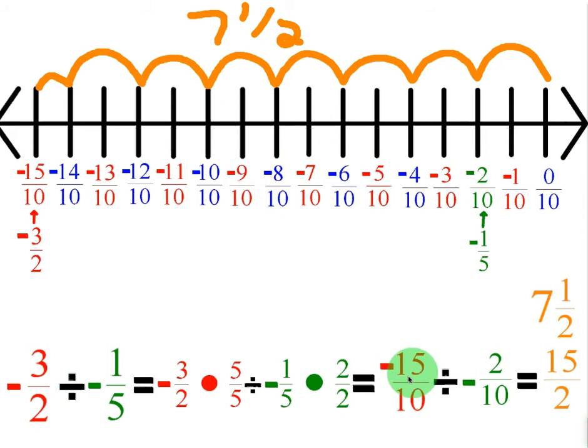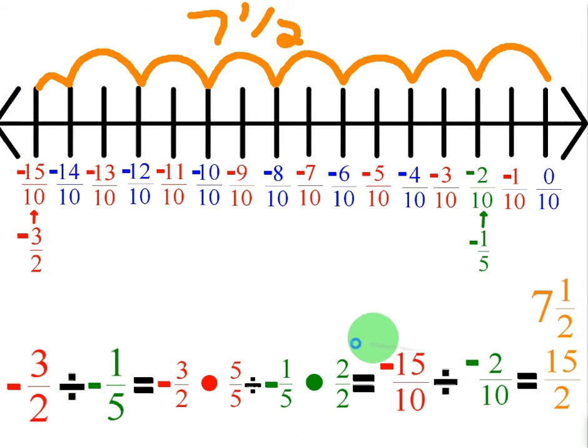Now we can clearly see if we divide the numerators, -15 divided by -2. I'm going to need to move that negative real quick. There we go. -15 divided by -2 gives you +15/2, which is the same as 7.5. Let's take a look at the number line.